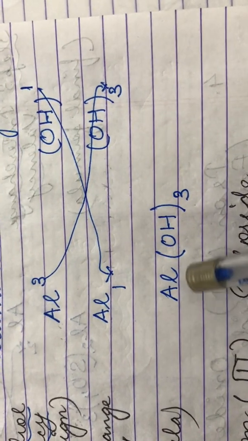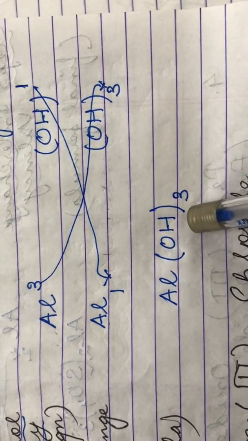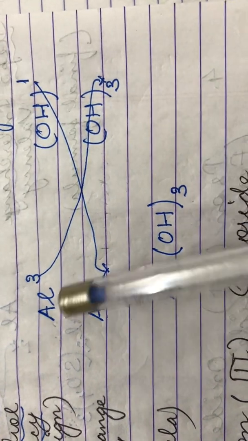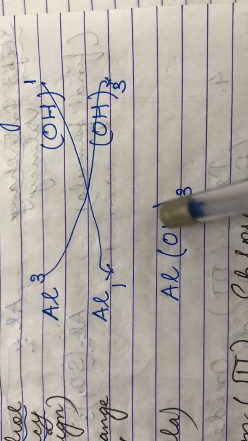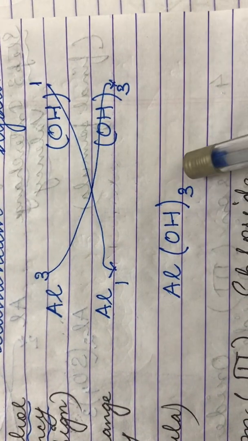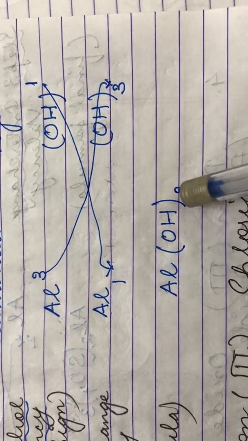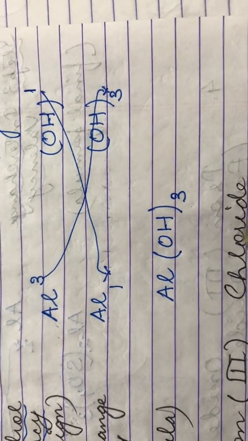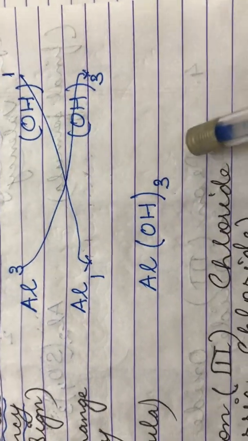In the final formula, we do not put this 1 here. We simply write it as Al. We put OH in a bracket because on interchange, this 3 is coming outside the whole radical of OH. That is why we put a bracket around OH. So the formula of aluminum hydroxide is Al(OH) whole thrice.